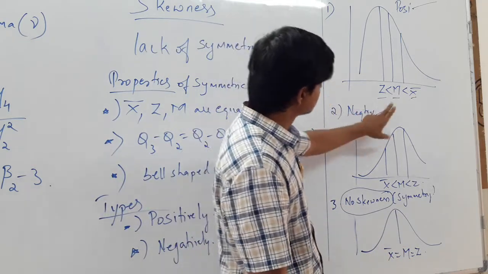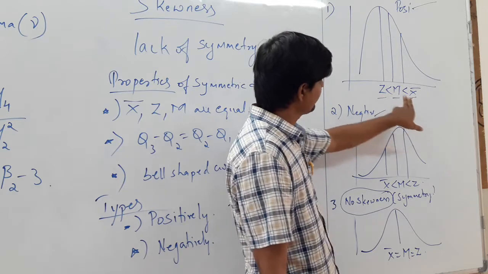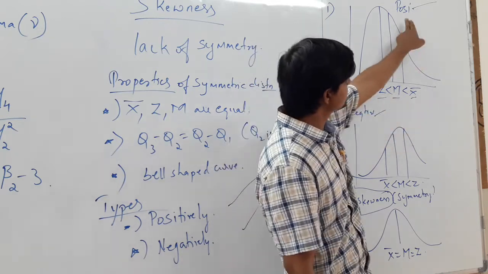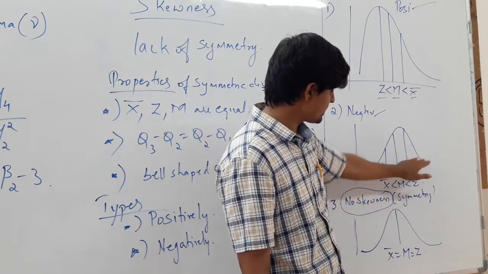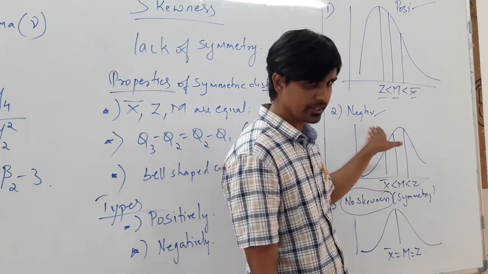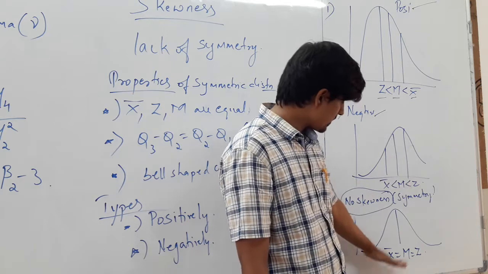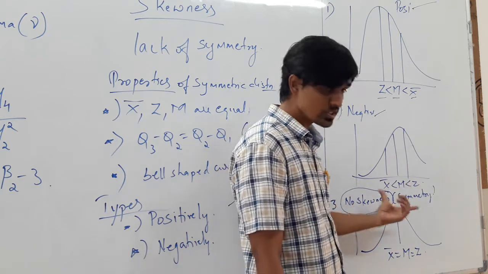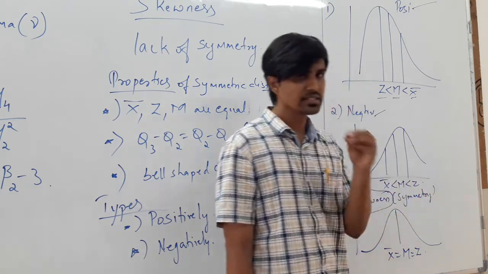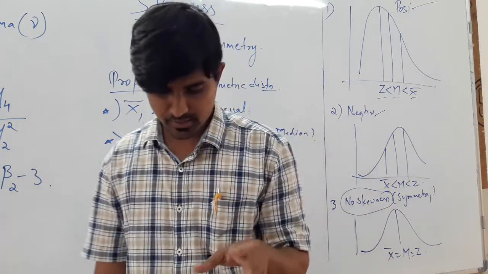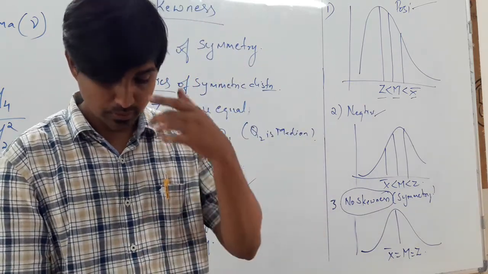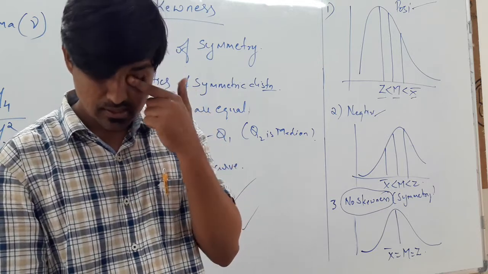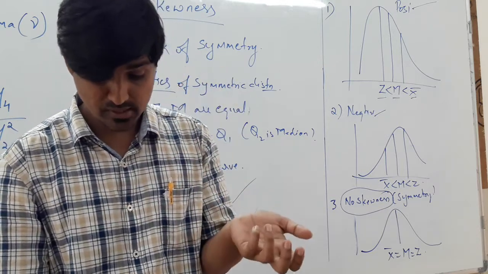As I said, Z, M and X bar. If this condition occurs, then it is positively skewed. And X bar, M and Z: if this condition occurs, then it is negatively skewed. If mean, median and mode are equal, then it is called no skewness, or symmetry. Symmetry means there will not be anything asymmetric.